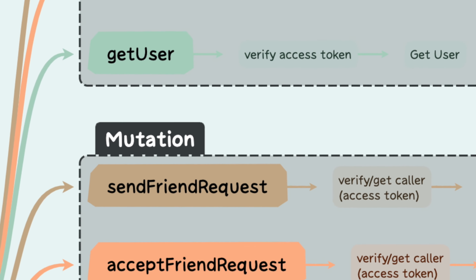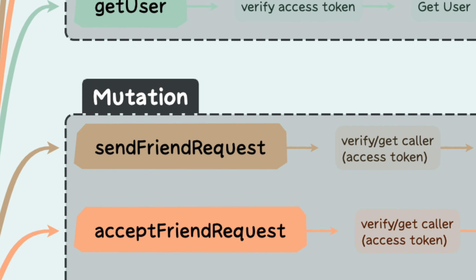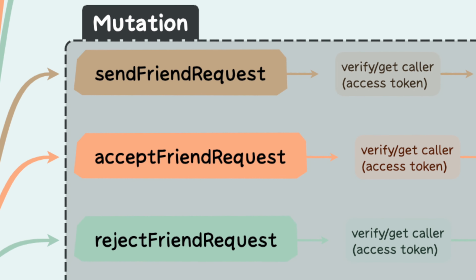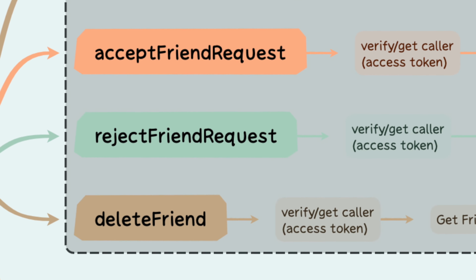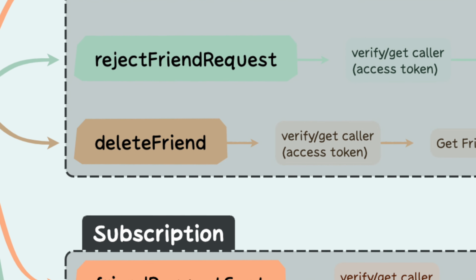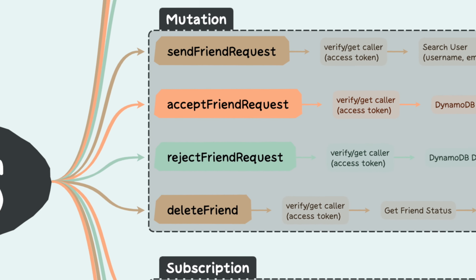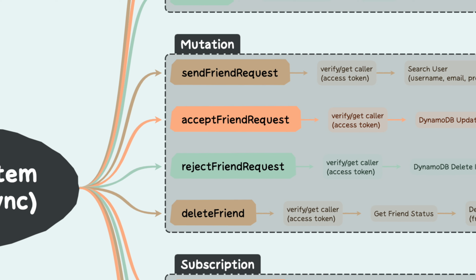Next, we need a web API to send a friend request, one to accept a friend request, one to reject it, and one to delete a friend request. These are known as mutations, which means that they are modifying the data.